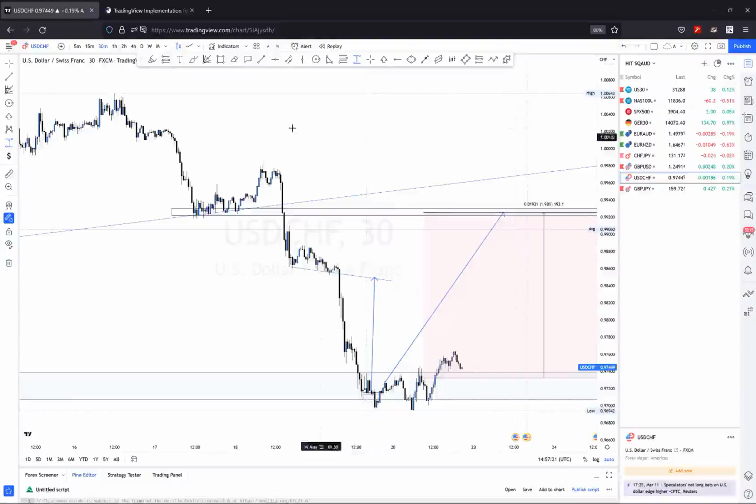So my stop loss was literally below this level here. So this was where I went in the trade, where the arrow is. And I had just a few pips here. My stop loss was just right here.